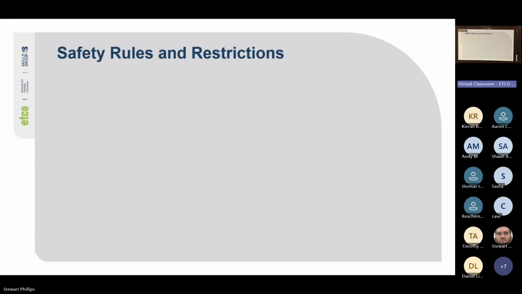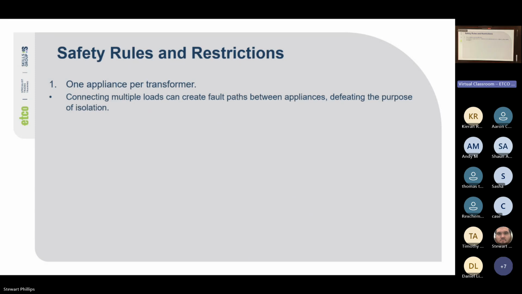Cool. So safety rules and restrictions. Although isolation transformers enhance safety, they must be used correctly. Please note, this might come in handy for your assessment. One appliance per transformer. Connecting multiple loads can create fault paths between the appliances.